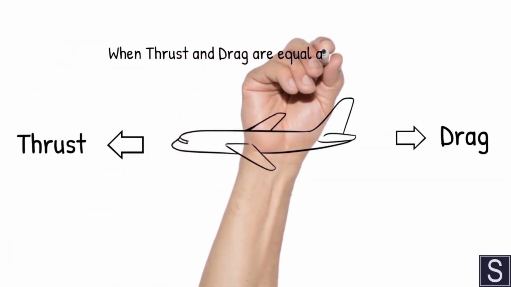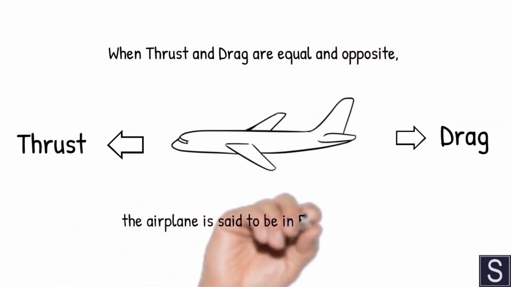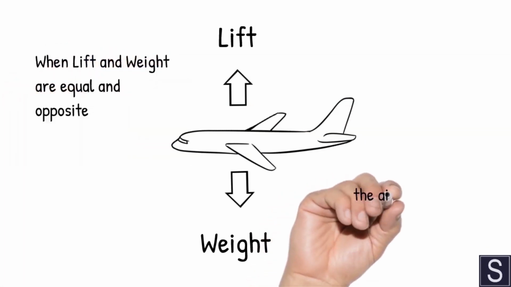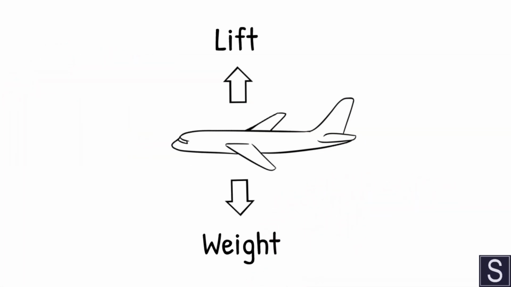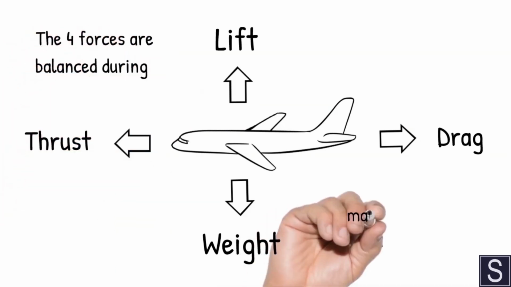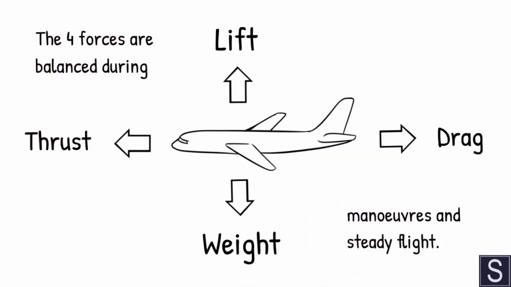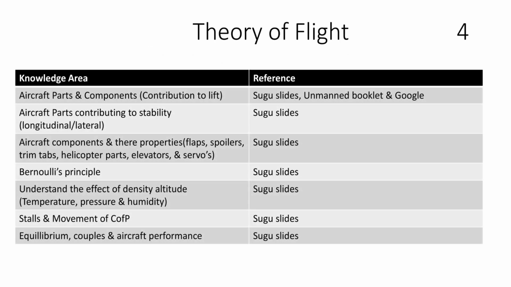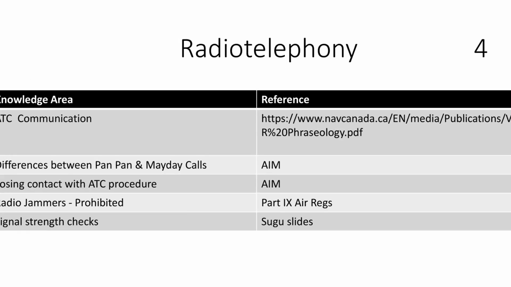When thrust and drag are equal and opposite, the airplane is said to be in equilibrium. When lift and weight are equal and opposite, the aircraft is in equilibrium. The 4 forces are balanced during maneuvers and steady flight. The above video is not the complete set of what you have to know, but provides a basic overview. Students must ensure they review our slideshow and provided links to ensure success. As a final note, material is referenced from the TP 15263.